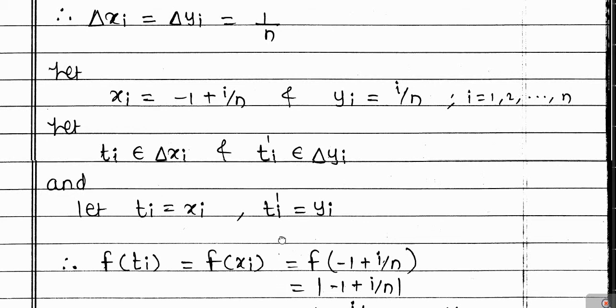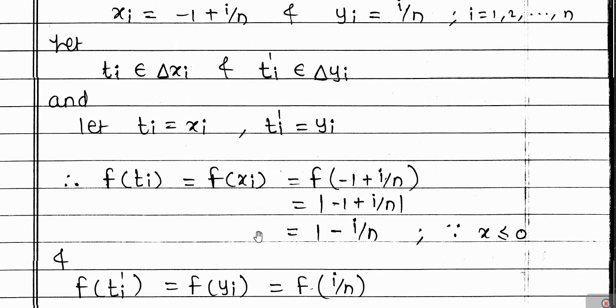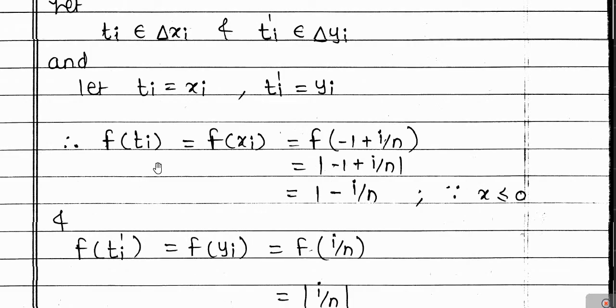Then we'll compute f of Ti and f of Ti dash. So f of Ti is equal to f of Xi, put the value of Xi. We know that Xi is equal to minus 1 plus i by n, and f is the absolute value function. So this is equal to the modulus of minus 1 plus i by n.